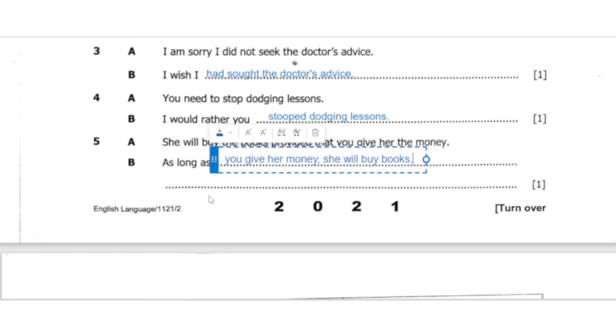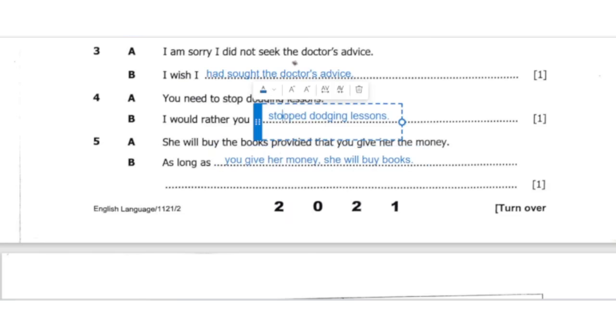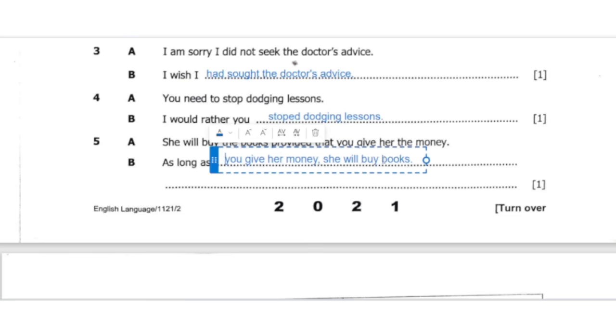Please take it from me, these are the correct answers I'm writing. I don't know what has happened there. I thought I deleted stooped. Okay. All right. So, as long as you give her money, she will buy the books. I don't know why the is going. She will buy the books. I left it there. Okay.